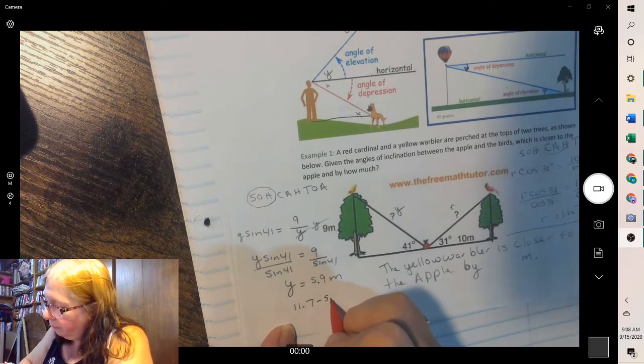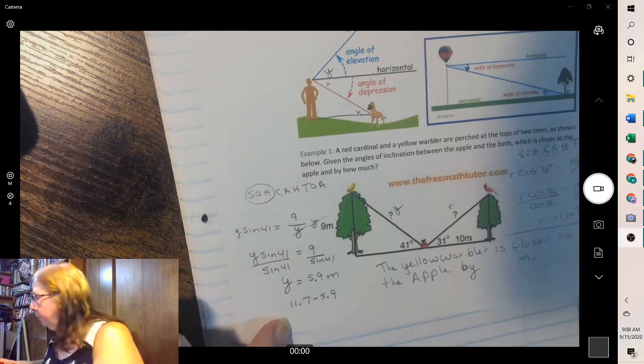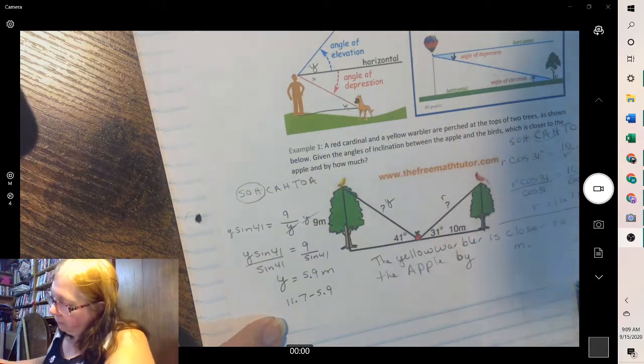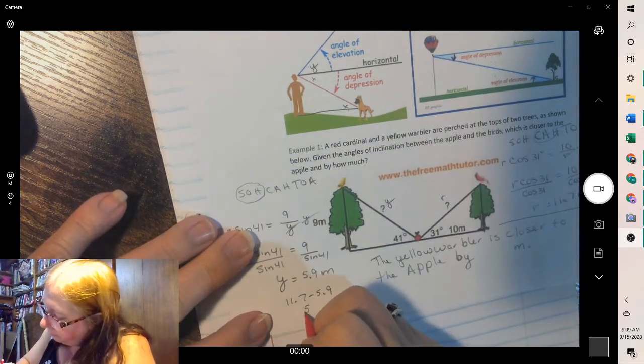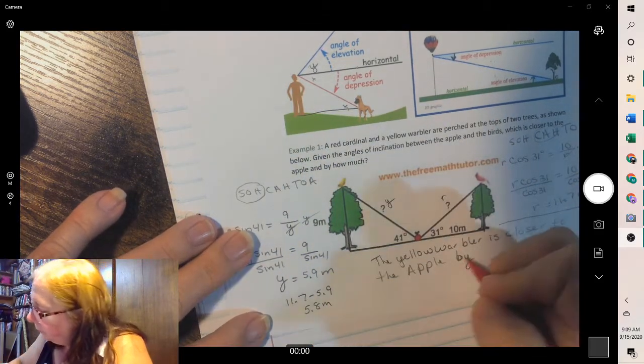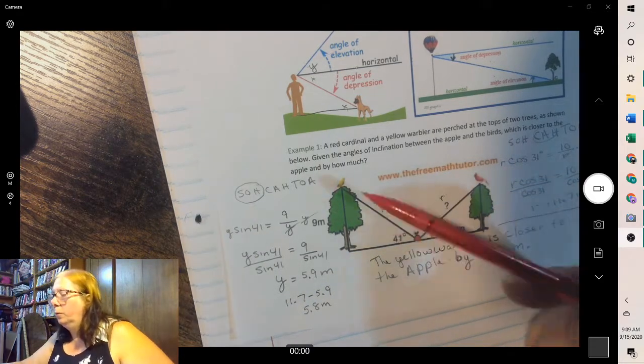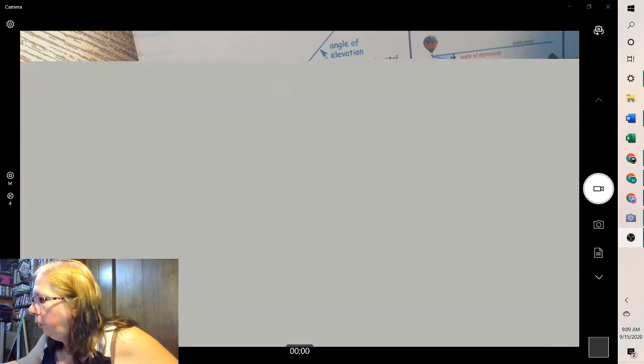11.7 minus 5.9 is 5.8. So the warbler is 5.8 meters closer than the cardinal.